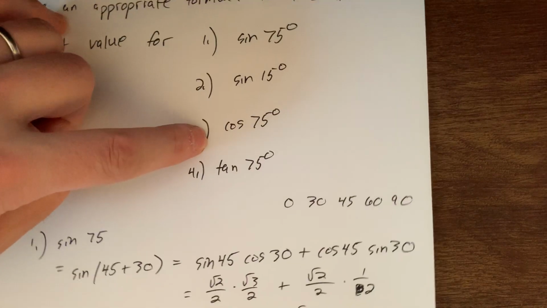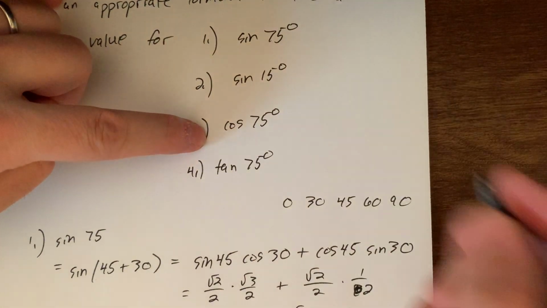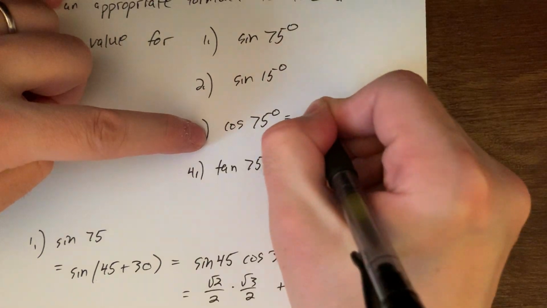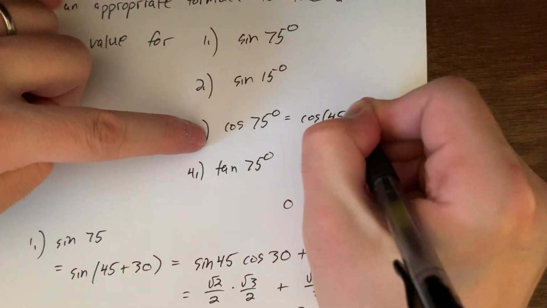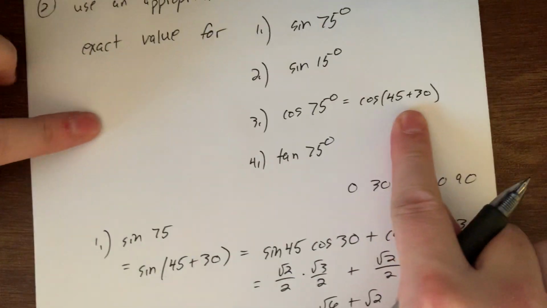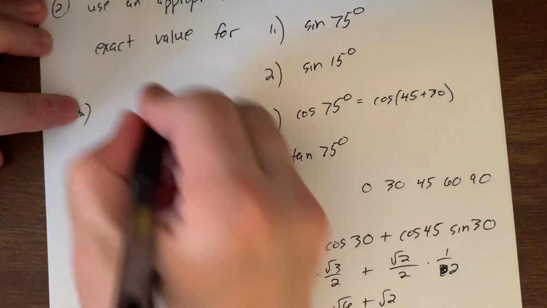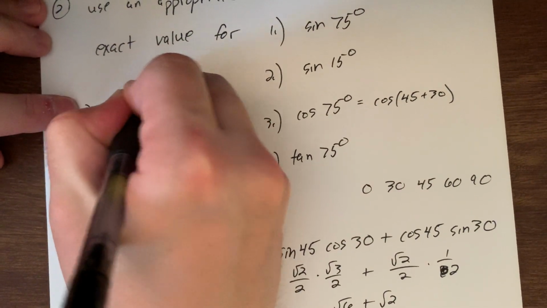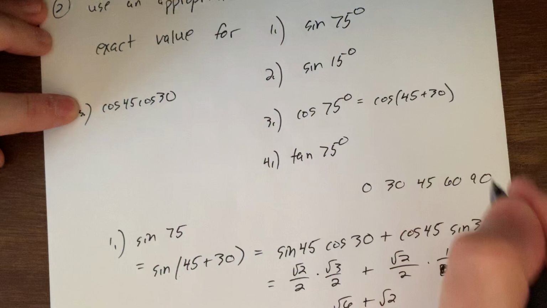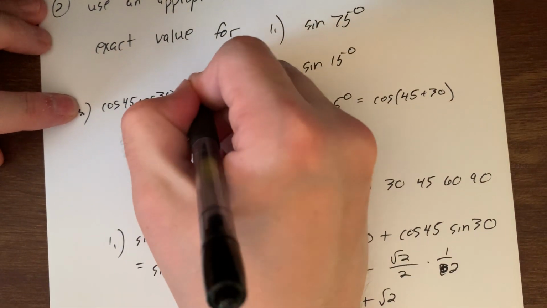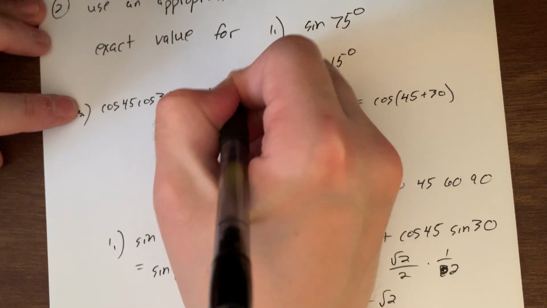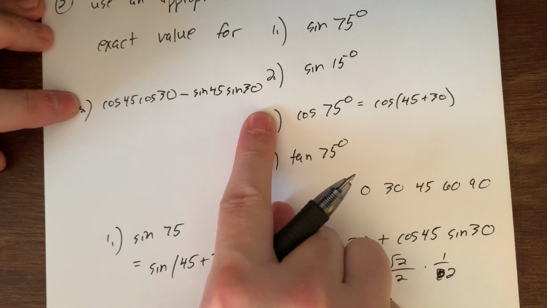I'll come up here for number 3 for cosine. Same idea, just use the cosine formula. We'll treat that one as cosine of 45 plus 30. So for number 3, we'll have cosine 45, cosine 30, minus sine 45, sine 30.